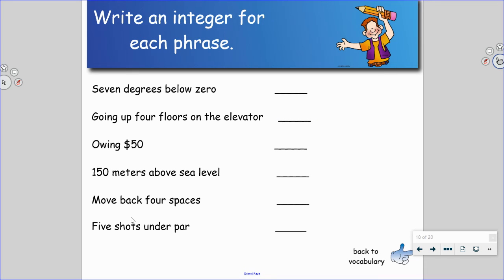Now this video is already getting long. Again, you should be fast forwarding if you need. Write an integer for each phrase. Pause if you wish to write some examples on your paper. Come on back when you're ready.